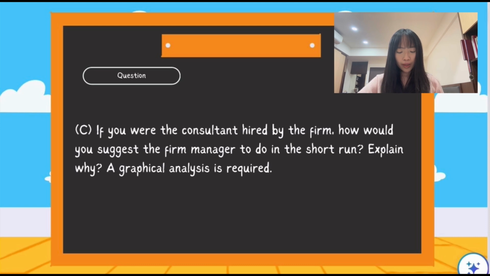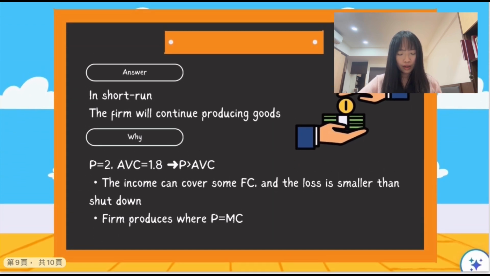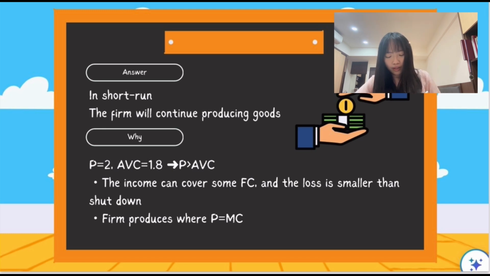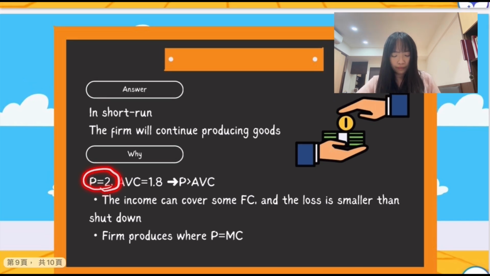I'm going to talk about question C. If you were the consultant hired by the firm, how would you suggest the firm manager to do in the initial round? Explain why. A graphical analysis is required. If I were the consultant hired by the firm, I would suggest my manager continue producing goods in the short run. And why? We can know from our table that the price is 2.